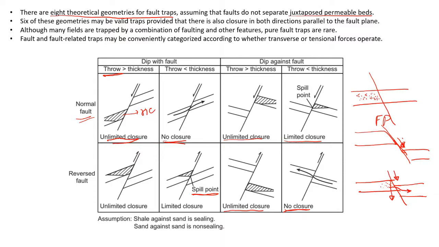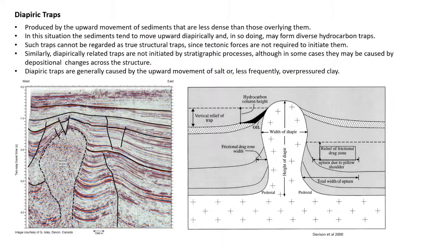So remember that if a question is asked in which of the following conditions the unlimited closure is possible in the normal fault, and if you see that throw is more than the thickness of the rock, then 100% there will be unlimited closure, whether it is a normal fault or a reverse fault. But where the throw is less than the thickness of the rock, in case of normal fault there will be no closure, while in case of reverse fault there will be a limited closure, and likewise. So I hope this explanation makes this diagram very clear.